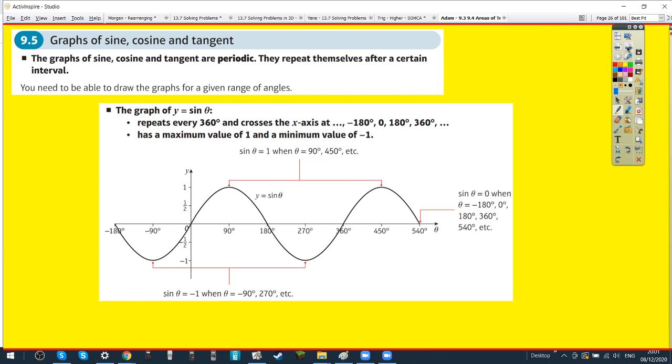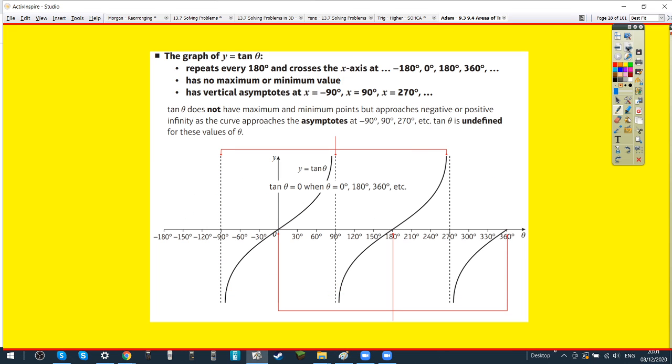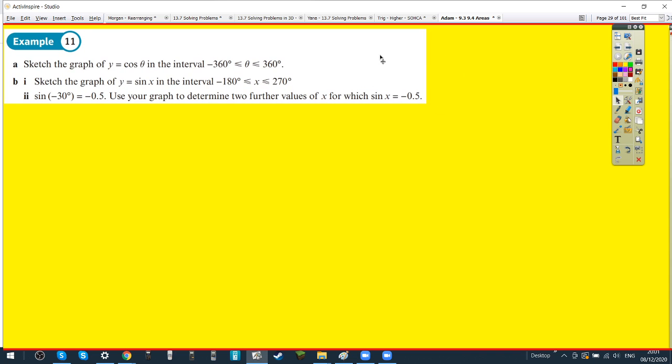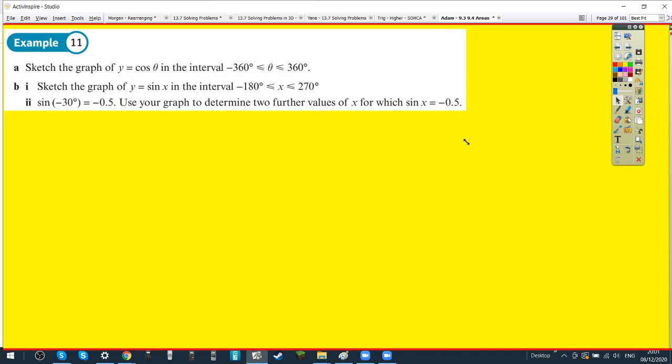Hopefully this will be all right. That's what the graphs look like. Yeah. Sketch the graphs. Just put them in your graphical calculator. Do that for all of them. Okay.